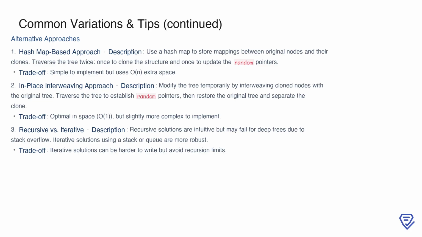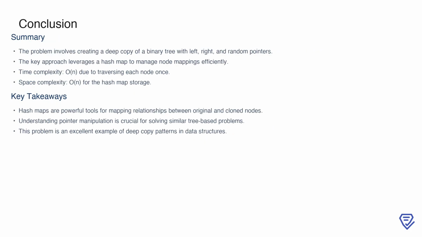Lastly, consider recursive versus iterative solutions. Recursive solutions are intuitive but prone to stack overflow in deeply nested trees. Iterative methods, which use a stack or queue, are more robust but can be harder to write. Choosing the right approach depends on the constraints and requirements of the problem you're solving. Great job! To recap, we solved the problem by using a hash map to efficiently clone the binary tree with random pointers. Remember, mastering pointer manipulation and deep copy techniques is essential for tackling advanced data structure problems.